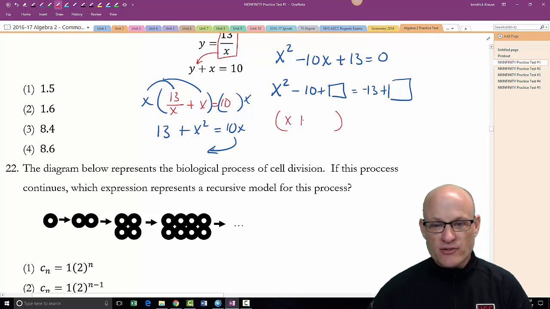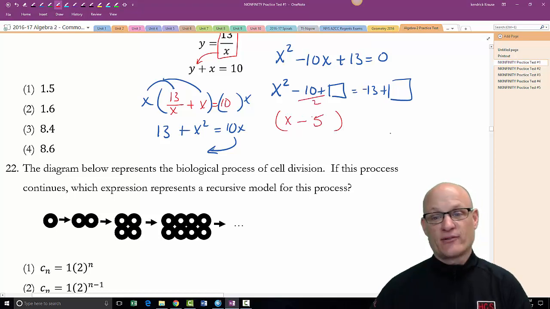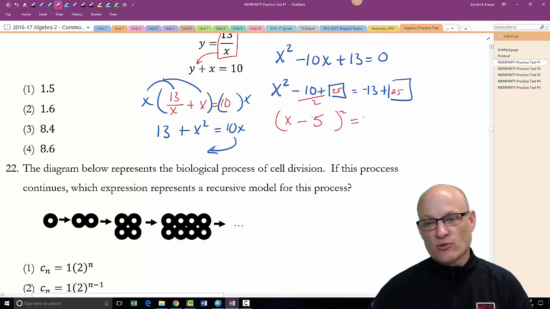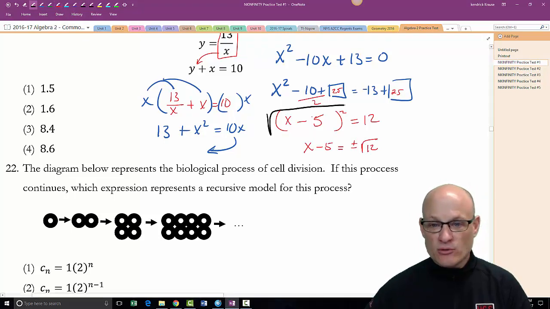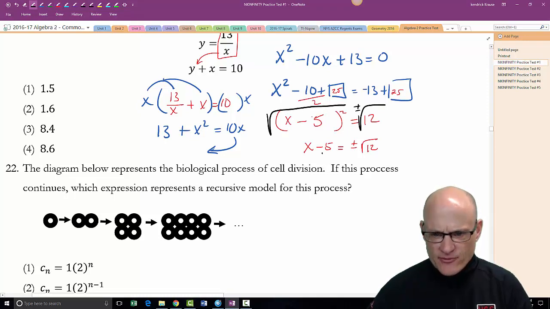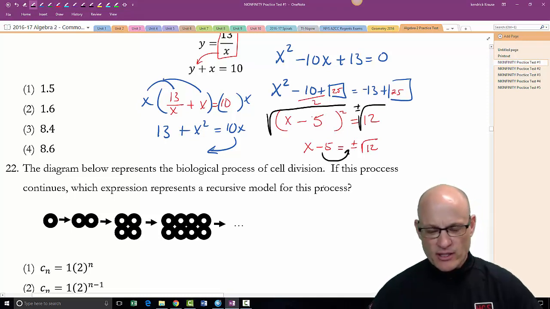This gives me x minus 5. Why is it minus 5? It's half of whatever that is, squared. If I square that, I get 25, and I put a 25 over here. So this equals 12. So x minus 5 equals plus or minus the square root of 12. Remember, you've got to take the square root of both sides, and when you take the square root, don't forget the plus or minus. Then this 5 comes over here.